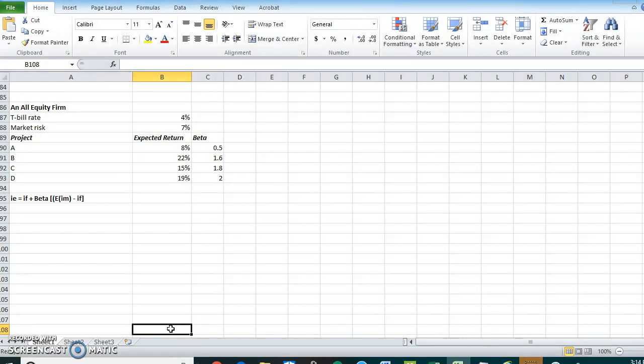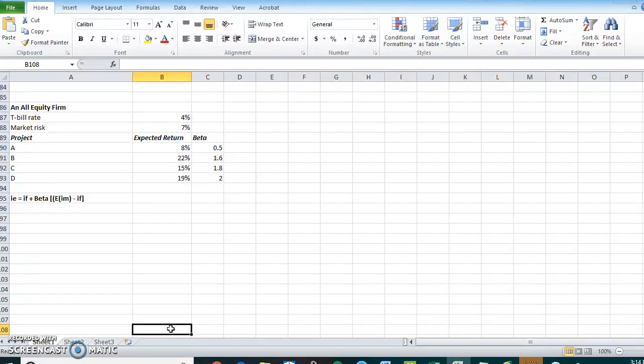Okay, the next one does not have a firm name. It's just an all-equity firm. So an all-equity firm is considering the projects shown below. The T-bill rate is 4%, and the market risk premium is 7%. Calculate the project-specific benchmarks for each project. Round your answers to 2 decimal places.